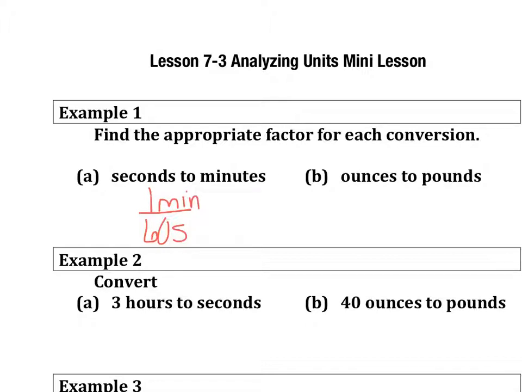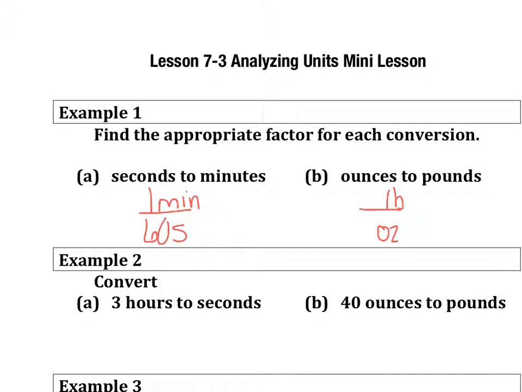The reason for that is this allows me to cancel my seconds for whatever amount of seconds I might be converting because it's in the denominator, and it introduces minutes in the numerator, and these are two equivalent units of time. For ounces to pounds, with the same idea in mind, I know I would want ounces to go in the bottom and pounds to go up top.